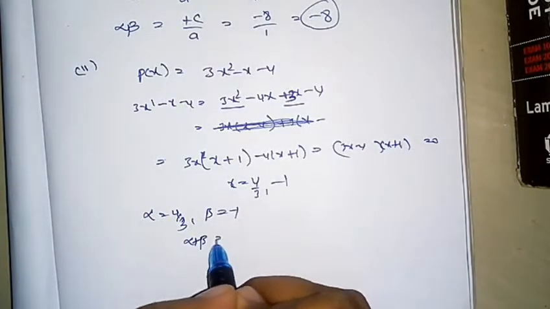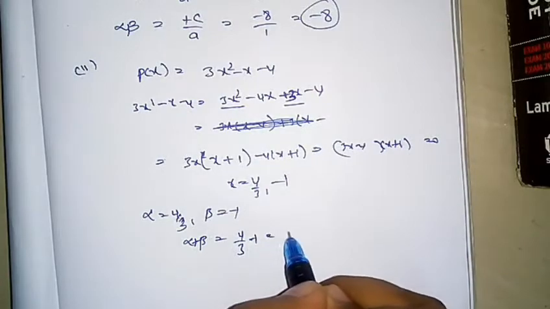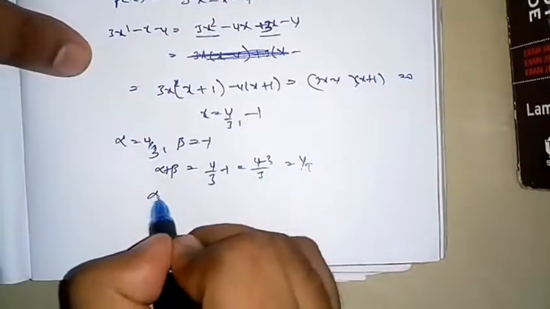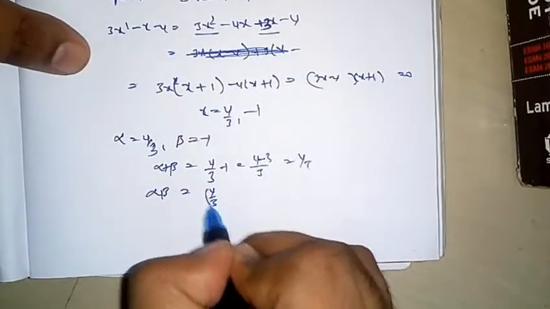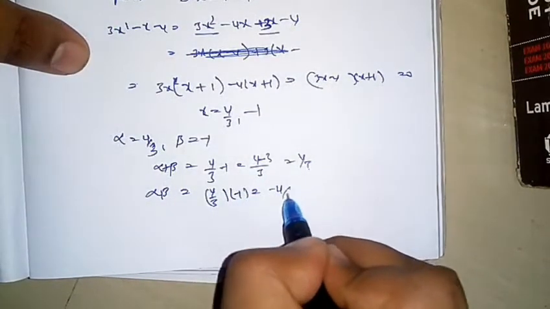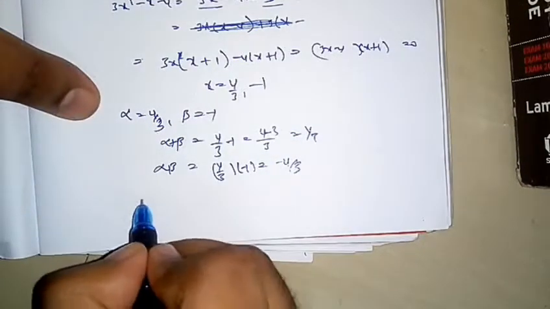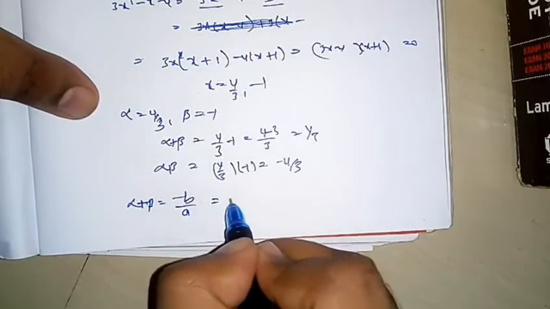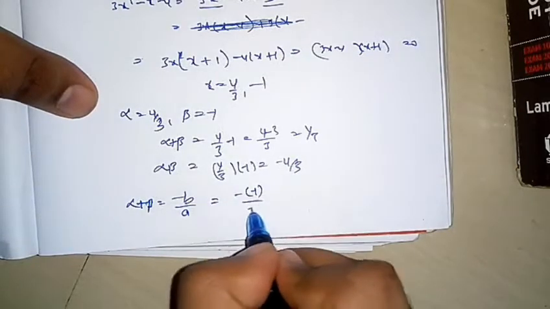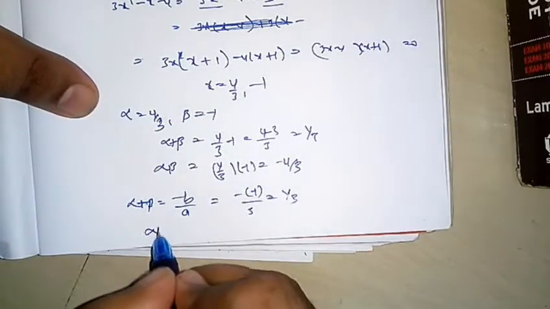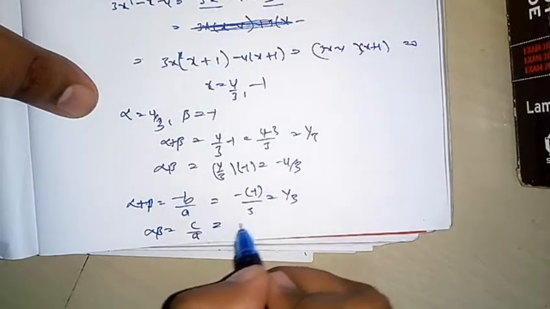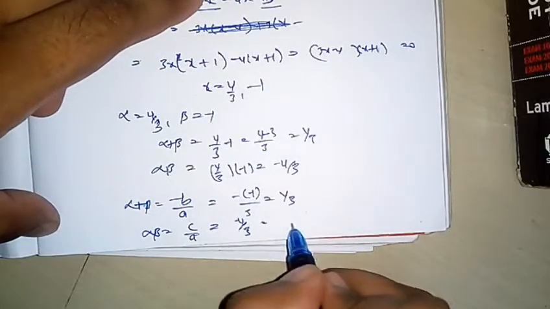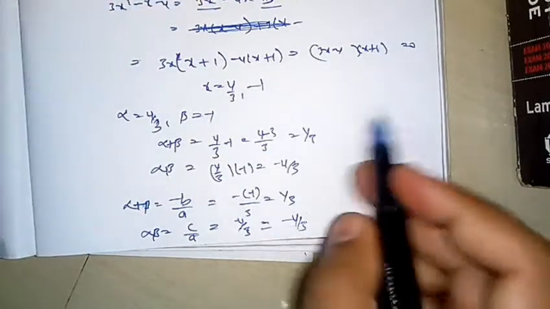Alpha plus beta will be equal to 4 by 3 minus 1, which is equal to (4 minus 3) by 3, which is equal to 1 by 3. Product of the roots is equal to 4 by 3 into minus 1, which is equal to minus 4 by 3. Now using the formulas, alpha plus beta is equal to minus b by a, which is equal to minus of minus 1 by 3, which is equal to 1 by 3. Alpha beta is equal to c by a, where c is equal to minus 4 and a is equal to 3, so it is equal to minus 4 by 3. Hence proved.